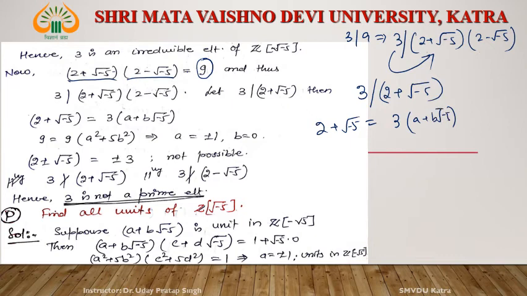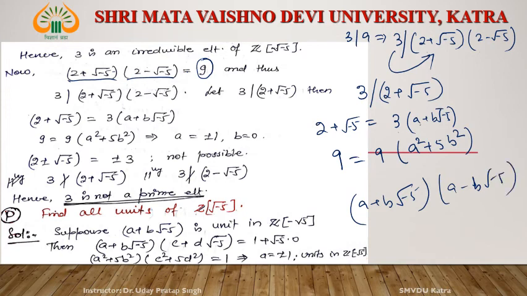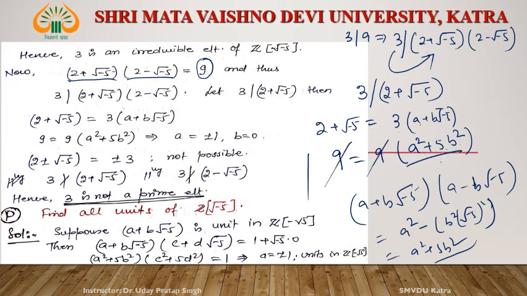Now taking the conjugate and multiplying. The conjugate of 3 is 3, so that gives 9, and the conjugate of this is a − b√−5. Multiplying, we get (a + b√−5)(a − b√−5) = a² − b²(√−5)², and this is minus 5, so a² + 5b². So this is equal to 9 = 3²(a² + 5b²), so a² + 5b² equals 1.